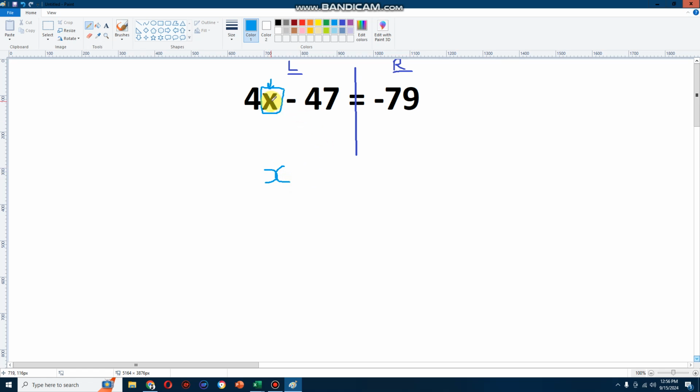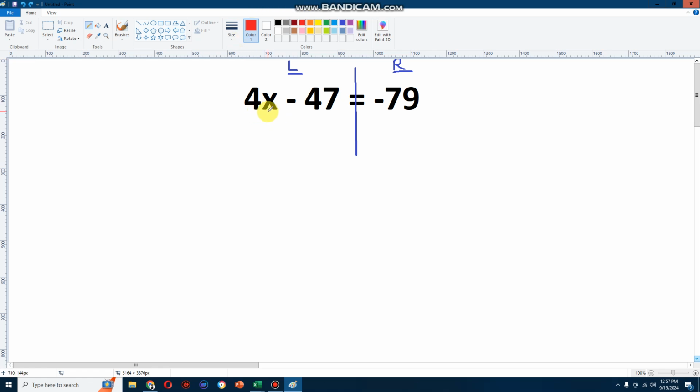And right now, it is not on its own. It has the constant 4 stuck to it, it has minus 47 blocking it, and it has the minus 79 to deal with. So, step by step, we're going to have to remove all these obstacles in our way. Let's start by using something called the inverse technique. Take a look at this.